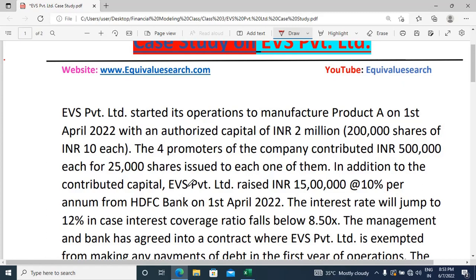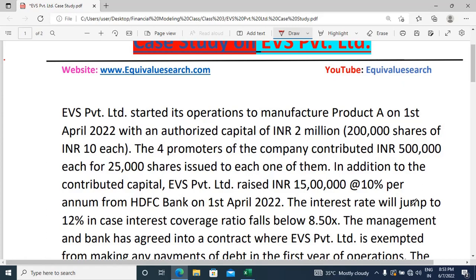In addition to the 20 lakh rupees of equity capital, they are raising a debt of 15 lakh rupees at an interest rate of 10% per annum from HDFC Bank on 1st of April 2022, which is the day of starting their operations. On the first day, they are raising one loan of rupees 15 lakh at an interest rate of 10%. The interest rate will jump to 12% in case the interest coverage ratio for the company falls below 8.50x. Then the interest rate will jump to 12%.